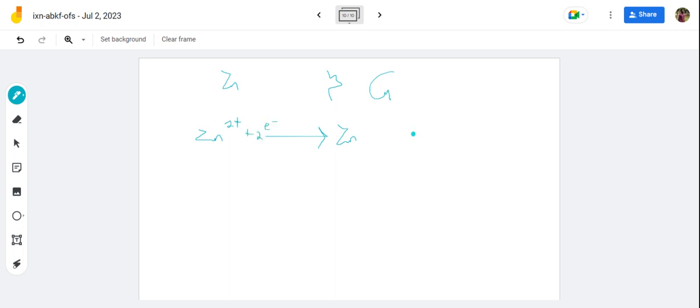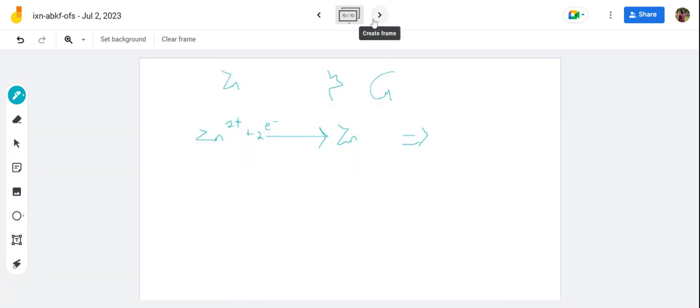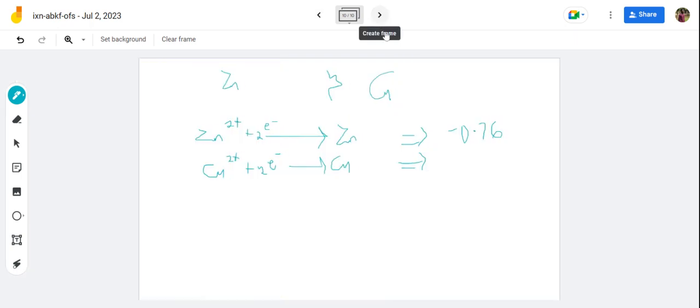So the reduction potential of this one is, I've forgotten, let me check. For zinc, it is minus 0.76. For copper, this is actually very tricky. The reduction potential of Cu2+ plus 2 electrons giving Cu, let me check it out, is plus 0.34.